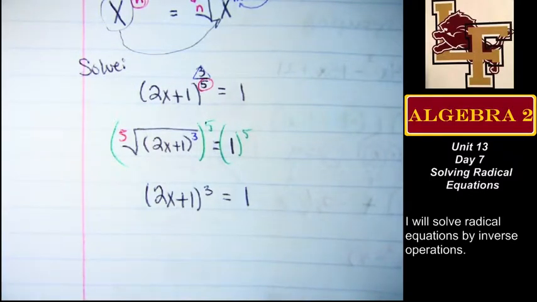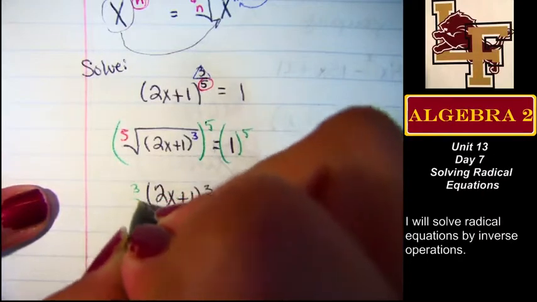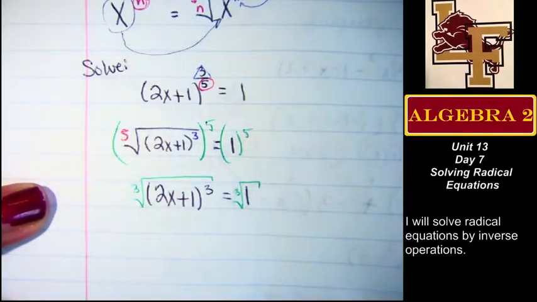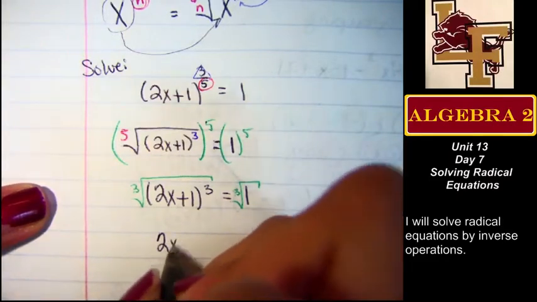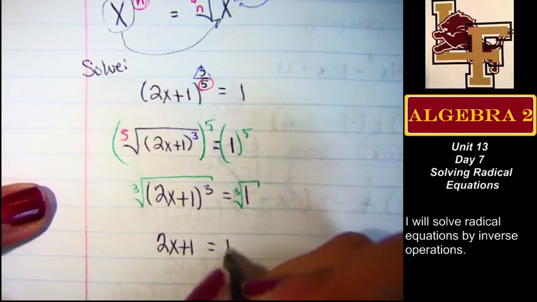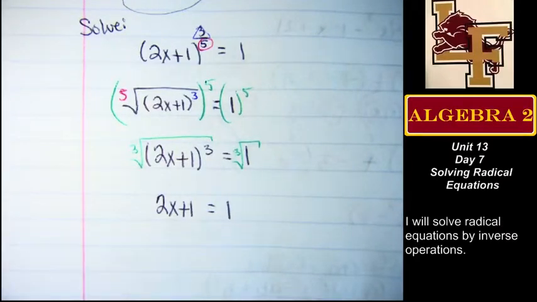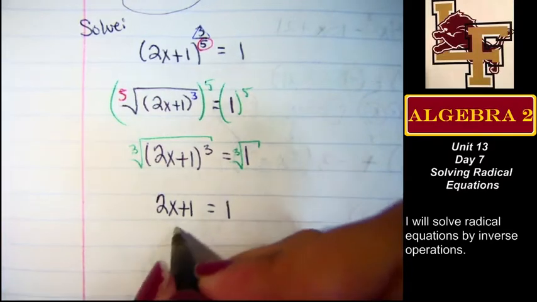1 to any power is going to be 1. How do you undo a cubed power? A cubed root. And then from here, it's super simple to solve. Minus 1. And then 1 over 2.